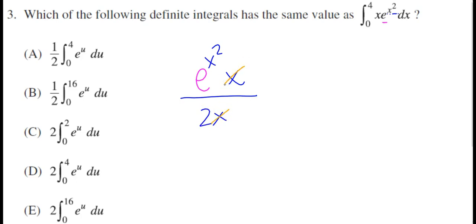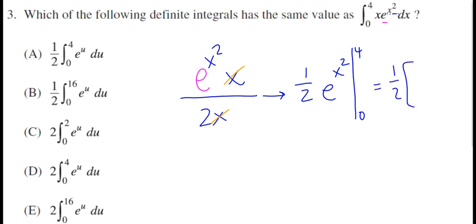x divided by x is 1, so those go away. So I have 1/2 e to the x squared. And I want to evaluate this at x equals 4 and 0. So this gives me 1/2 times e to the 4 squared, so e to the 16, minus e to the 0. And I recommend just leaving it unsimplified like that, because now you can hopefully match it to a correct option. I see that I need a 1/2 out in front, so that eliminates those 3.